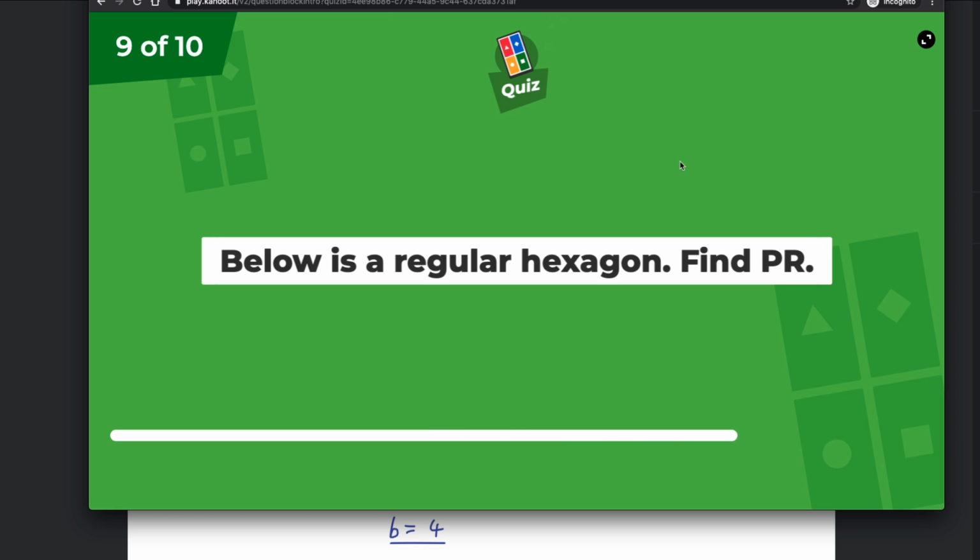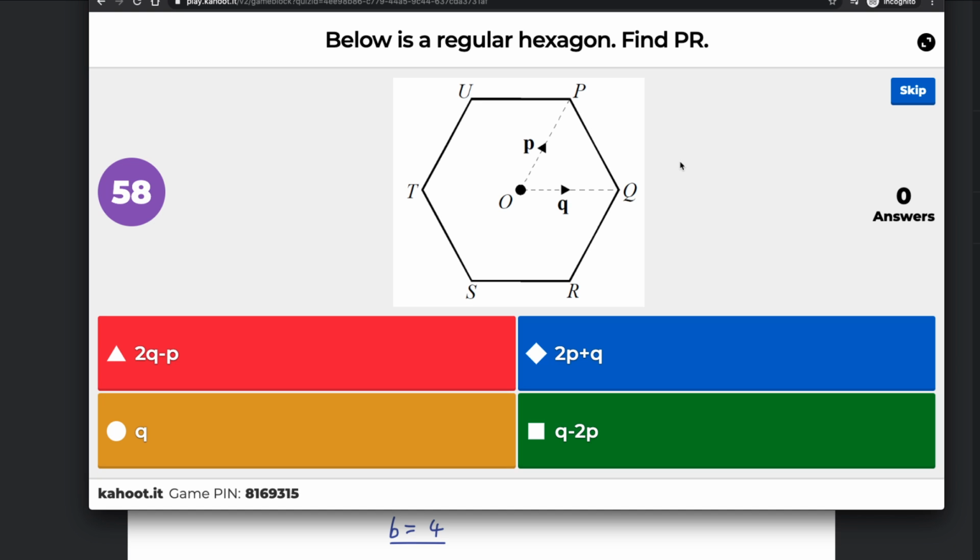Below is a regular hexagon. Find PR. So PQR. Okay.